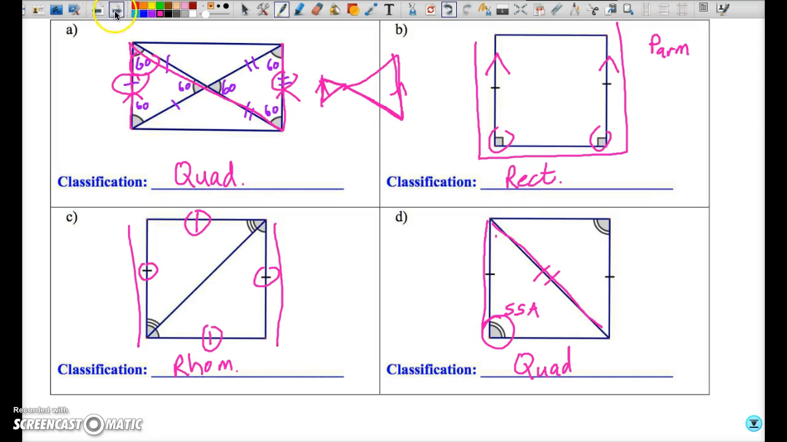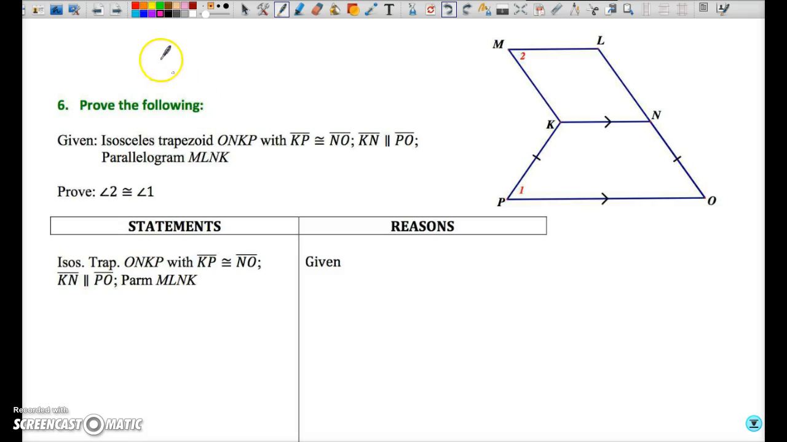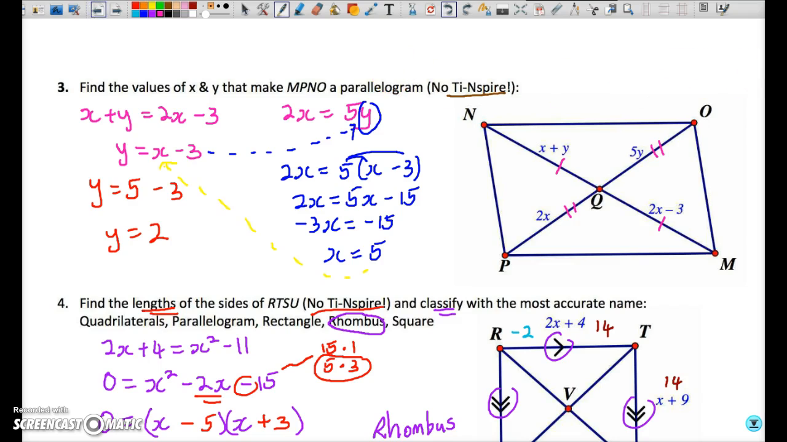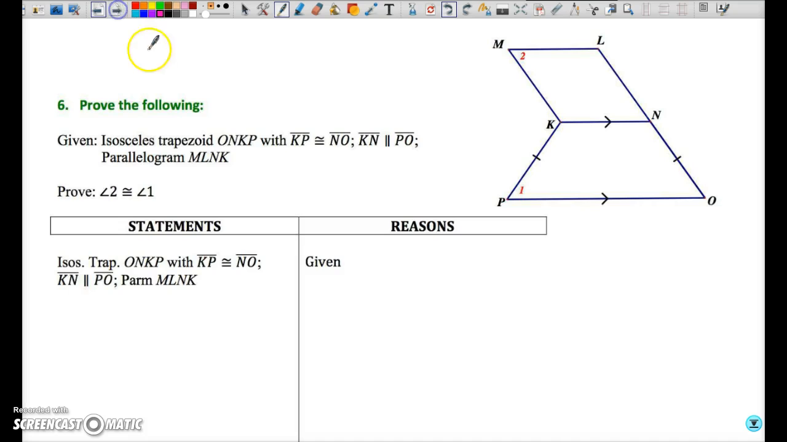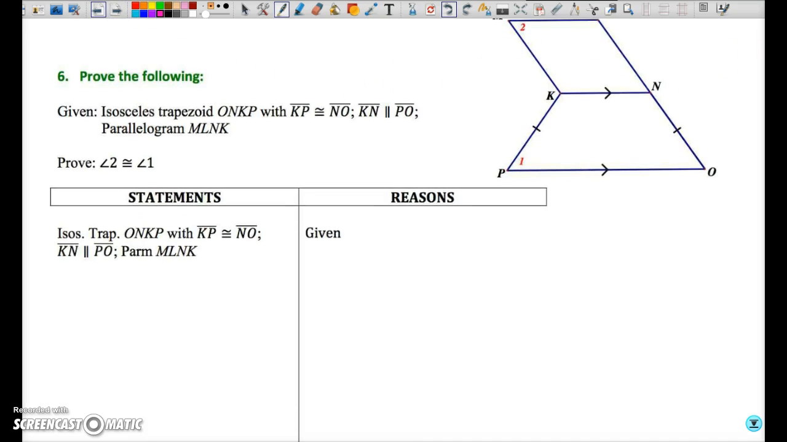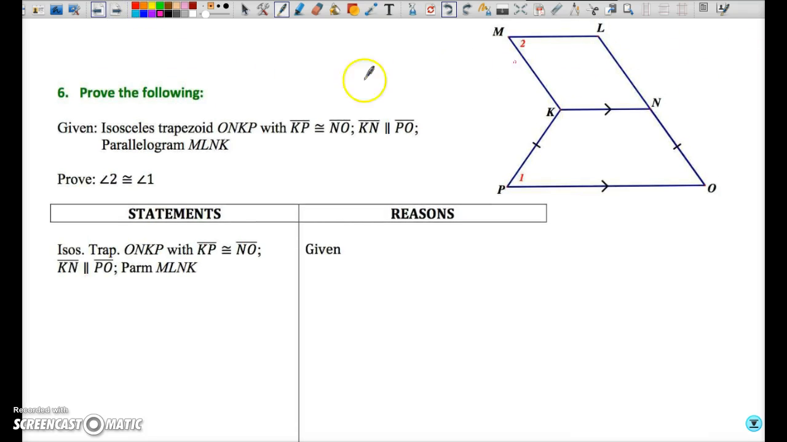Okay, moving on to finish off the worksheet. So let's just make sure we've got all of that done. So to finish off the worksheet, hopefully in the next 5 minutes, we've got a couple of proofs. So in this particular case, we've got our isosceles trapezoid ONKP, so KN parallel to PO, and our legs marked as congruent, KP and NO.